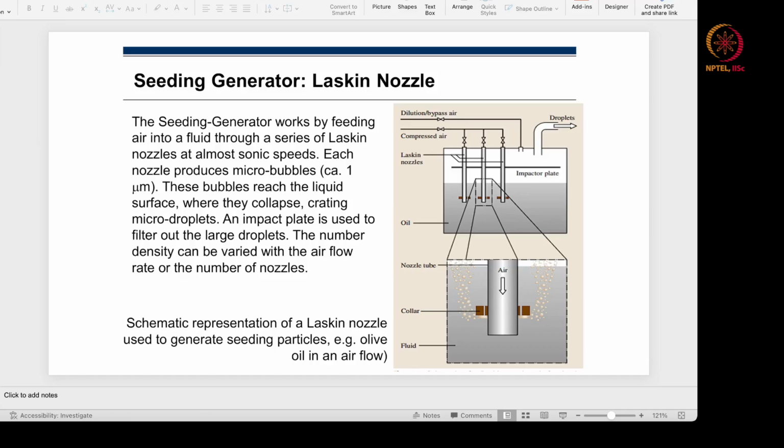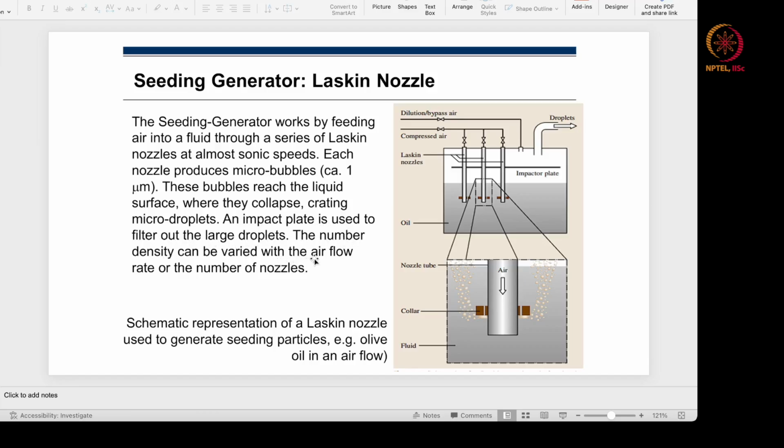So how you do this is basically you can also use seeding generators. One such thing is called a Laskin nozzle. The Laskin nozzle works by feeding air into a fluid through a series of Laskin nozzles at almost sonic speeds. Each nozzle produces micro bubbles, about 1 micron. These bubbles reach the liquid surface and they collapse, and they create what we call micro droplets. An impact plate is used to filter out the large ones.